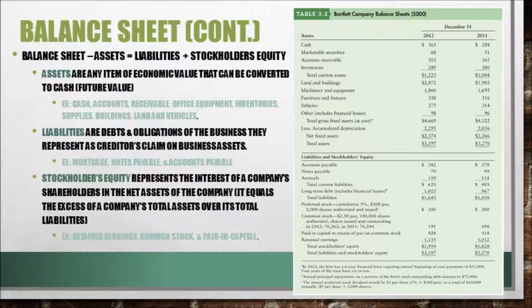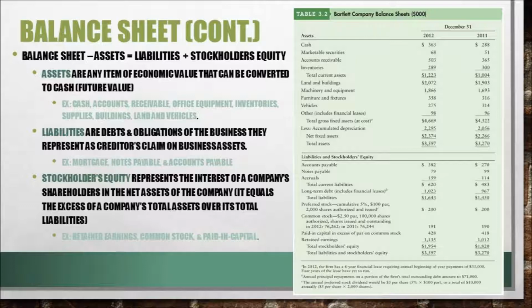So assets. Assets are any item of economic value that can be converted to cash, like in the future or even now. And of course, cash accounts are some examples. Liabilities are debts and obligations of the business that represent creditors' claims on business assets, like a mortgage or anything that's known as payable. And then stockholders' equity represents the interest of a company's shareholders in the net assets of the company, which is equal to the excess of a company's total assets over its total liabilities, like retained earnings or common stock or paid in capital.